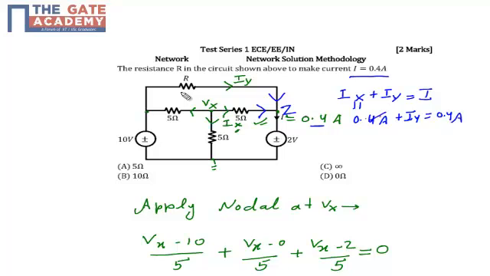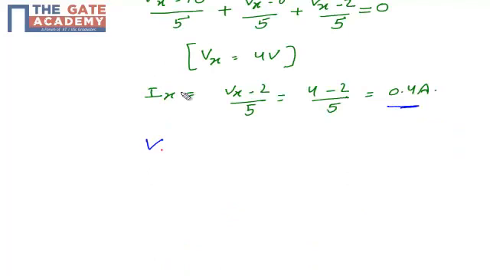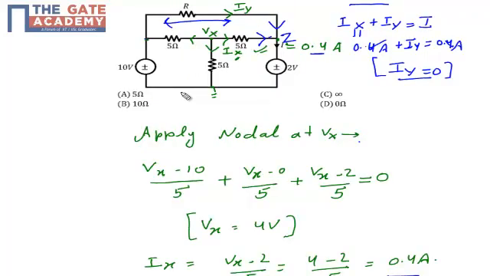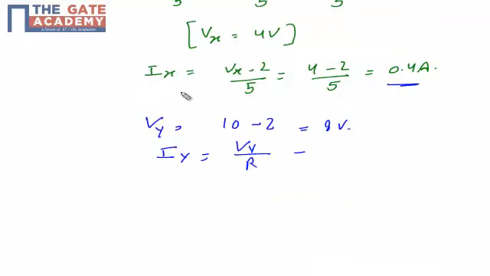So 0.4 and 0.4 cancel, so my Iy is 0, because to satisfy KCL at node Z, Iy should be equal to 0. It means the current flowing across resistance R is 0. The current across resistance R is the voltage across R divided by R. Resistance R is connected between this 10 volt and this 2 volt, so the voltage across R, name it Vy, is 10 minus 2, which is 8 volt. So Iy is Vy upon R, which is equal to 0.